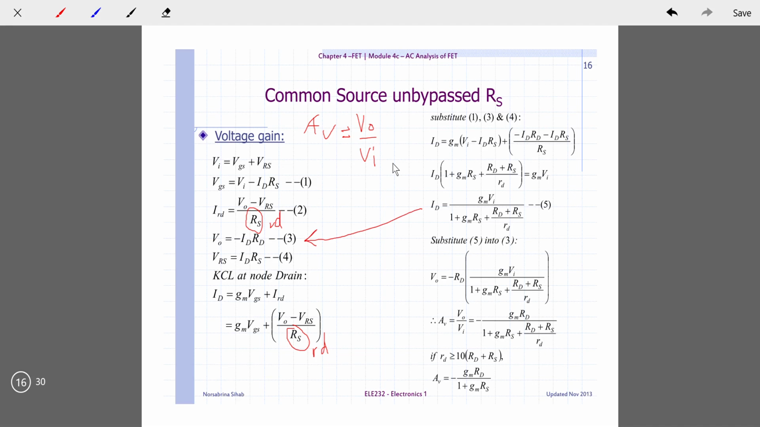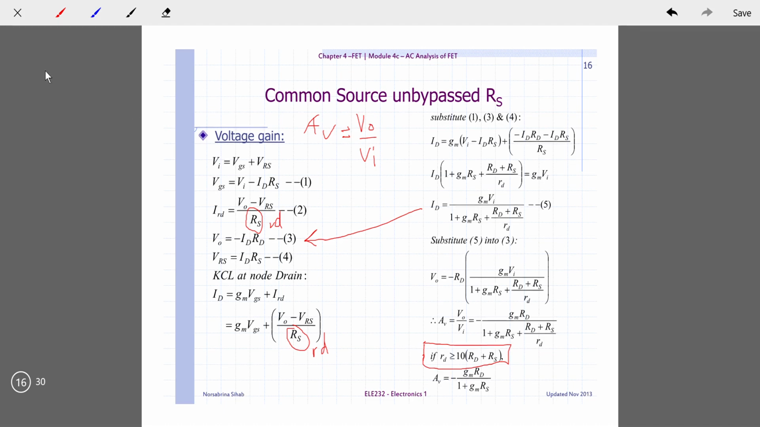V out equals minus RD multiplied by ID. This is ID. Okay, and then AV equals V out over V in equals minus, after you have simplified this equation, minus GMRD over 1 plus GMRS plus RD plus RS over small letter RD. So if this condition is satisfied, then AV equals minus GMRD over 1 plus GMRS.